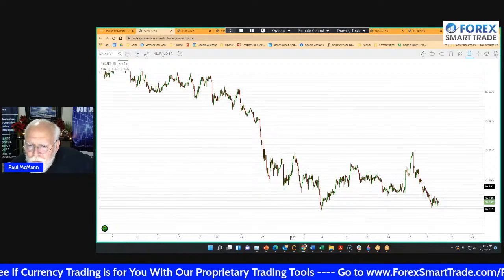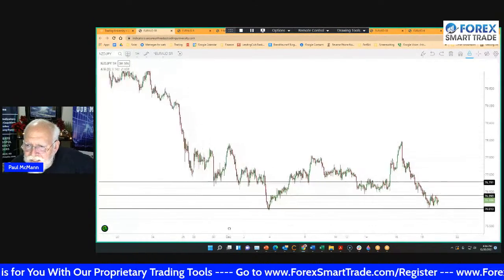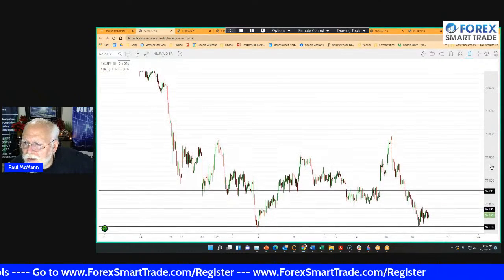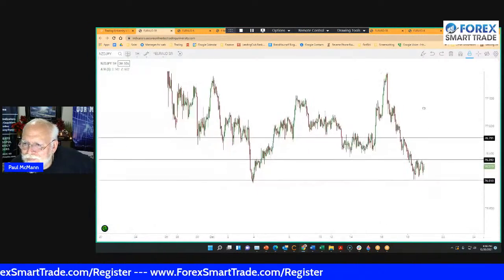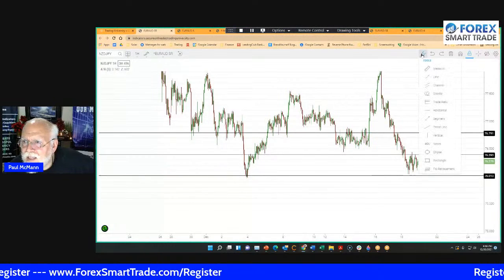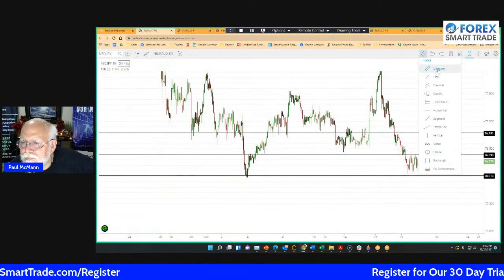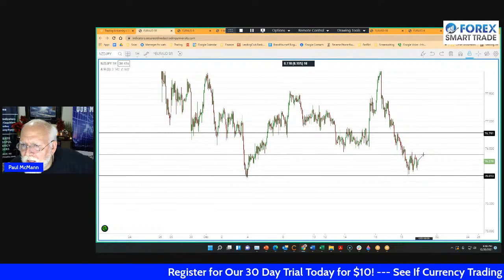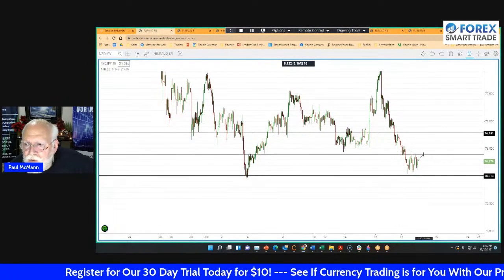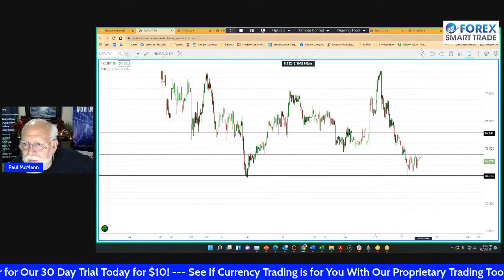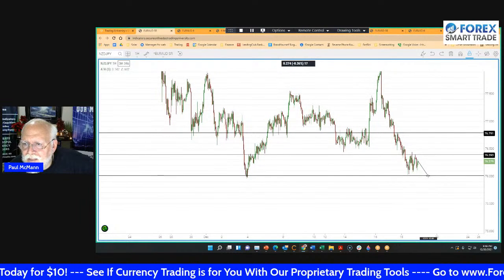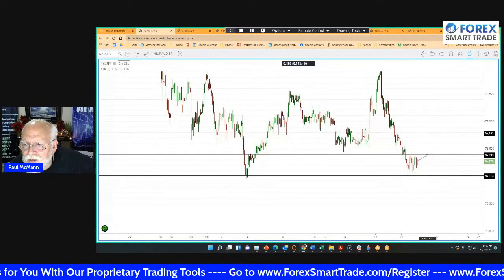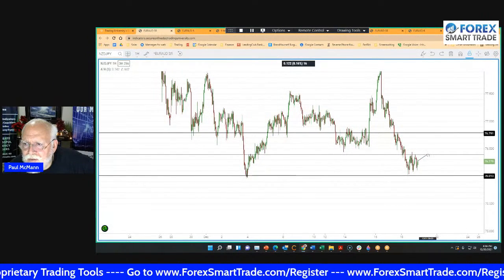What I'm looking at here is I need to figure out how many pips this trade is worth. If I take my measure, I've got about 12 pips till I hit this line up above, and I've got 27 pips till I get down here. 12 and 27.